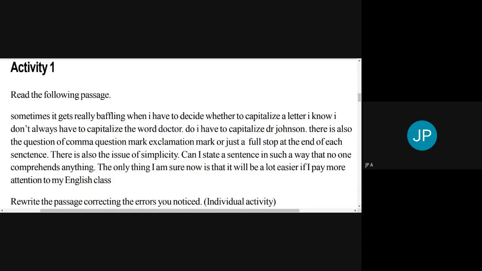So these are called errors in writing. Errors means mistakes. These errors come under different categories.